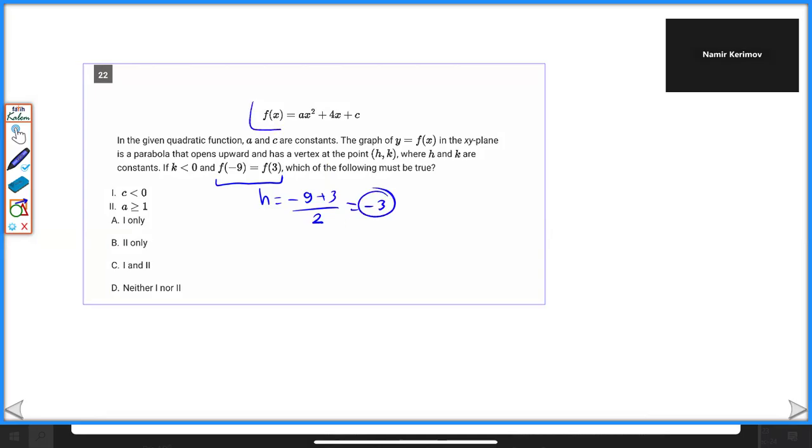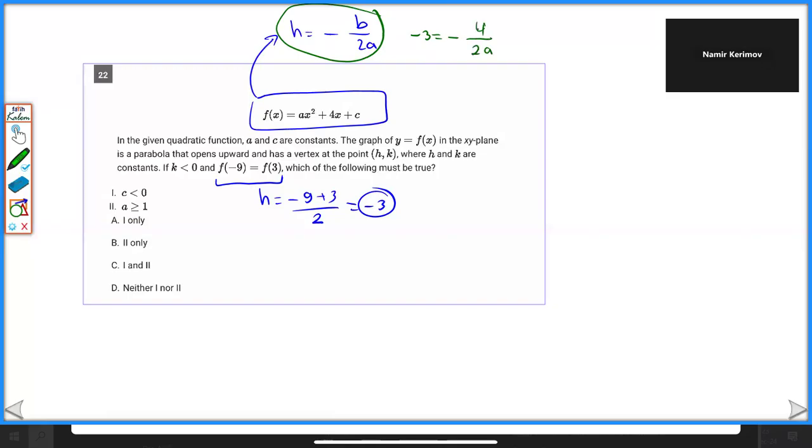Or if we have the standard form, we can use the formula -b over 2a, which is the x-coordinate of the vertex. So -3 equals -b over 2a. b is 4, so a will be 2/3. So as you see, a is 2/3, not more than 1. So the second one is wrong.